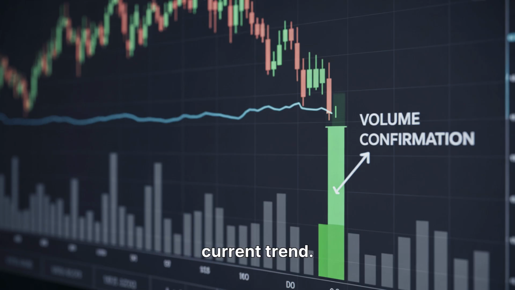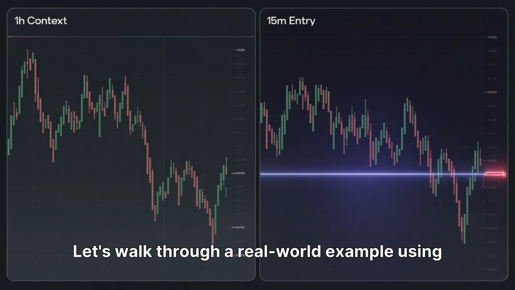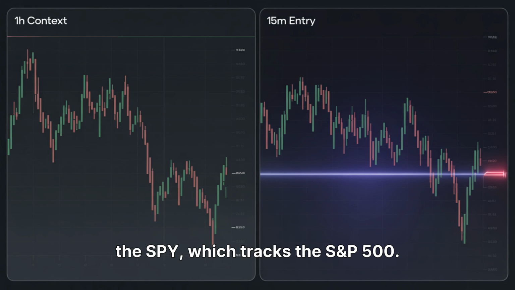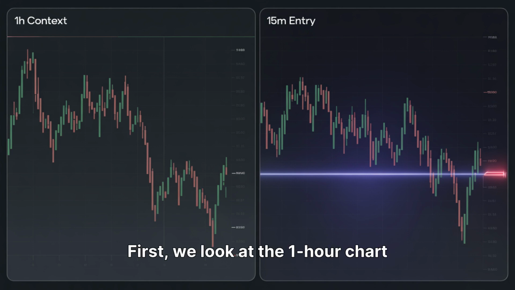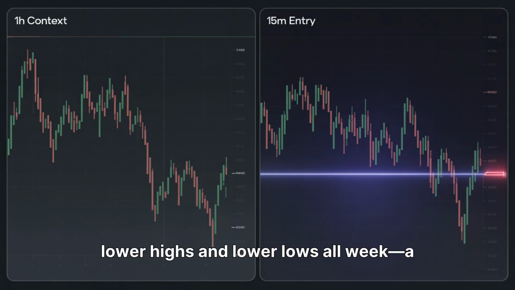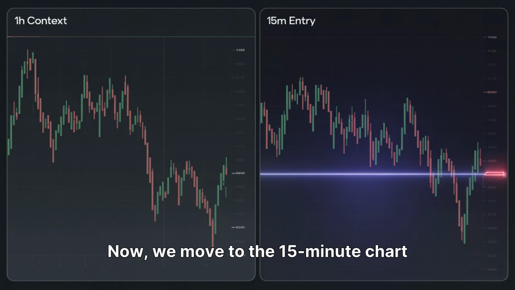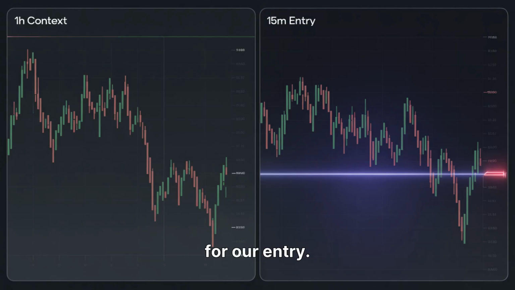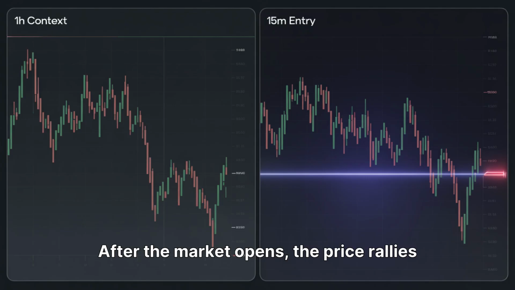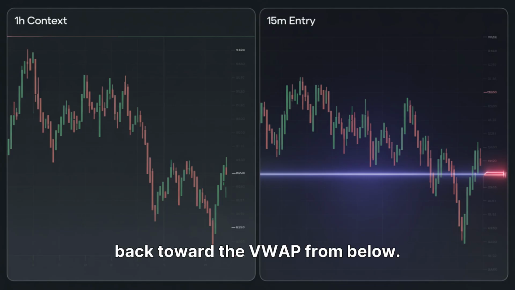Let's walk through a real-world example using the SPY, which tracks the S&P 500. First, we look at the 1-hour chart to establish our trend. We see the SPY has been making lower highs and lower lows all week, a clear downtrend. Now we move to the 15-minute chart for our entry. After the market opens, the price rallies back toward the VWAP from below.